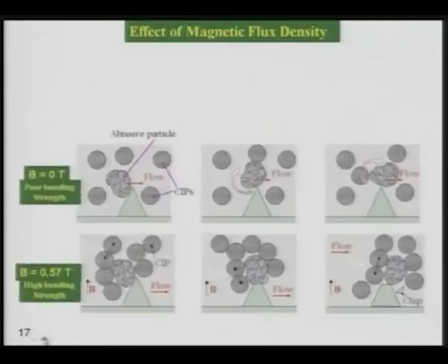Now how is it working? If you see here, when there is no magnetic field, abrasive particles and iron particles are randomly distributed, and when you are pushing this medium forward, this abrasive particle just goes above the peak of the workpiece surface.